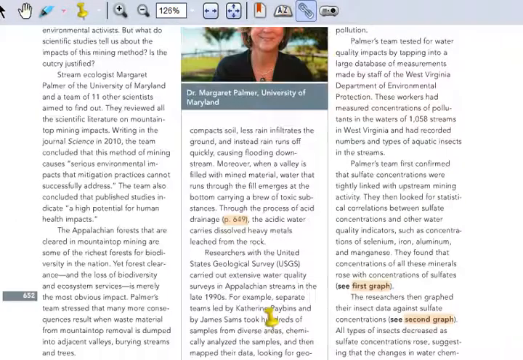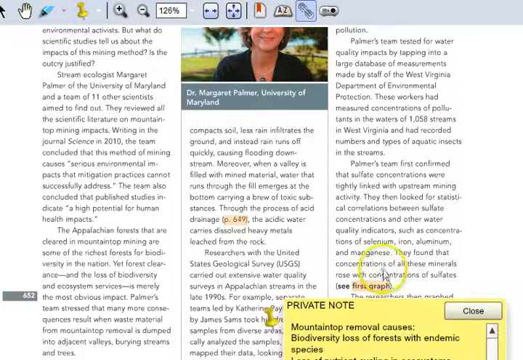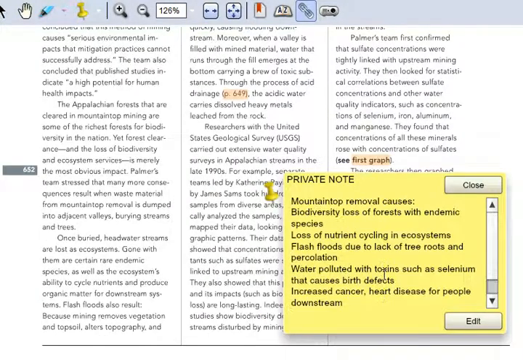And so some people fight for it in their area because they need the jobs. So mountaintop removal, these are the problems with mountaintop removal. It causes biodiversity loss of forests with a lot of endemic species, a loss of nutrient cycling in ecosystems, flash floods due to the lack of tree roots and percolation into the ground. Water is polluted from toxins such as selenium, and the selenium can cause birth defects, increased cancer, heart disease for people downstream.